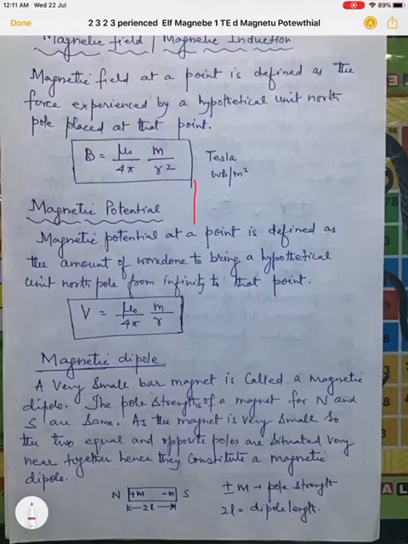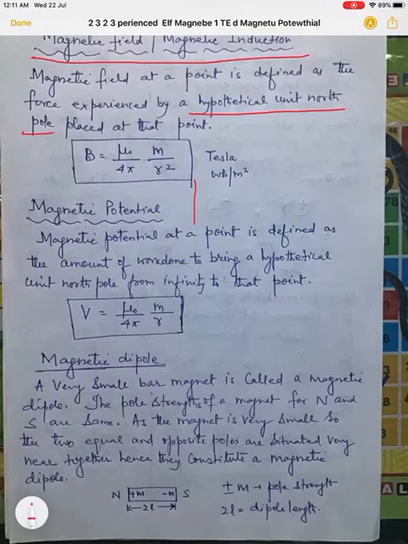Magnetostatics and Coulomb's law in magnetism. Now we have to go for the next term known as magnetic field or magnetic induction. So the definition is very similar to the electric field. In the electric field, we are using the force experienced by unit positive test charge. But here we have to use a hypothetical unit north pole.